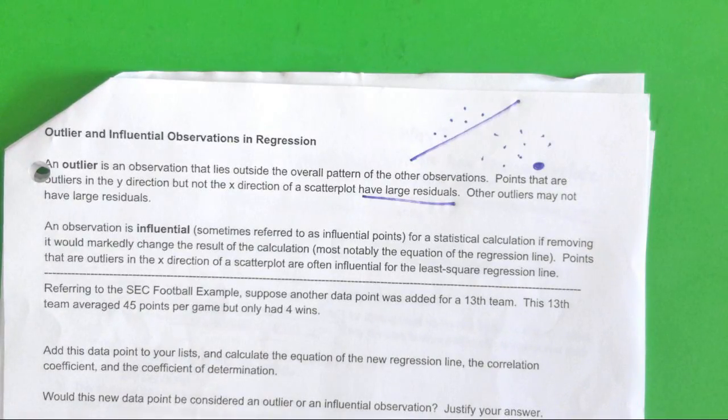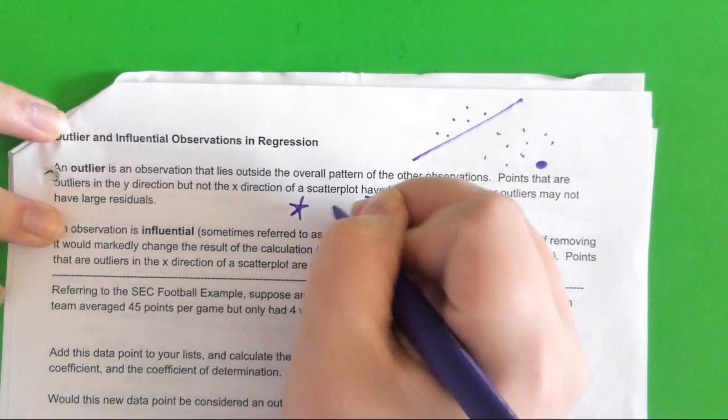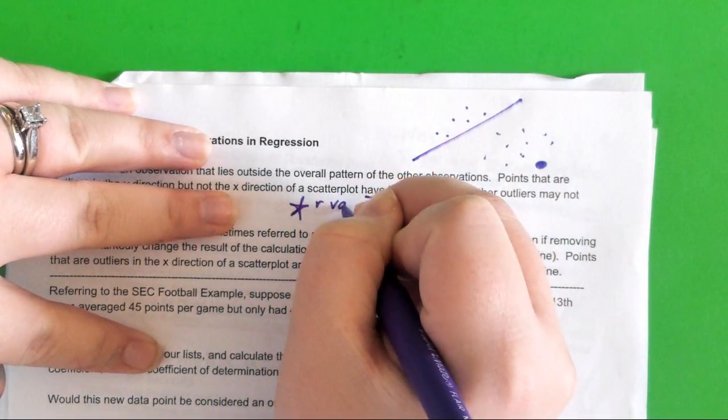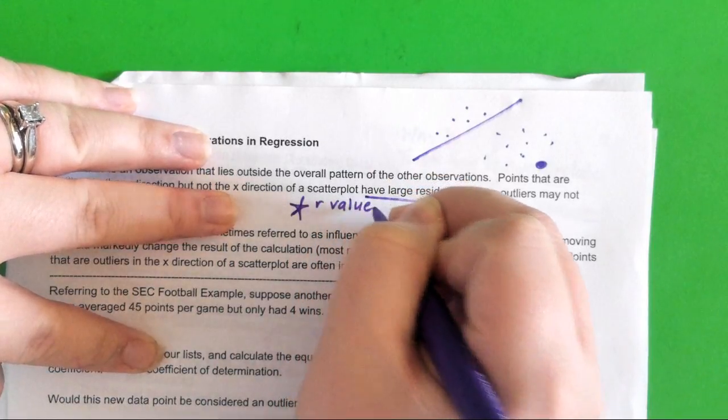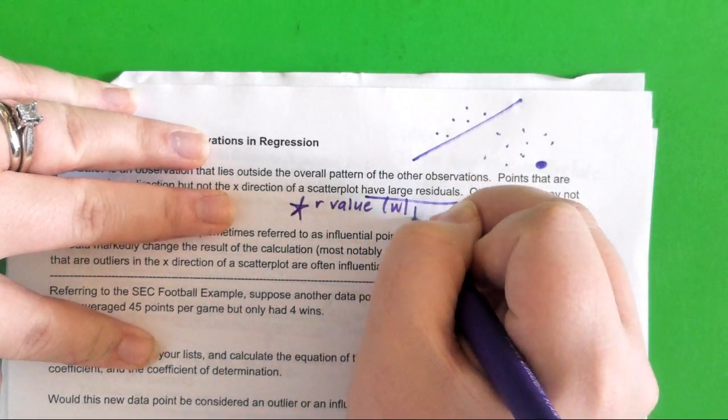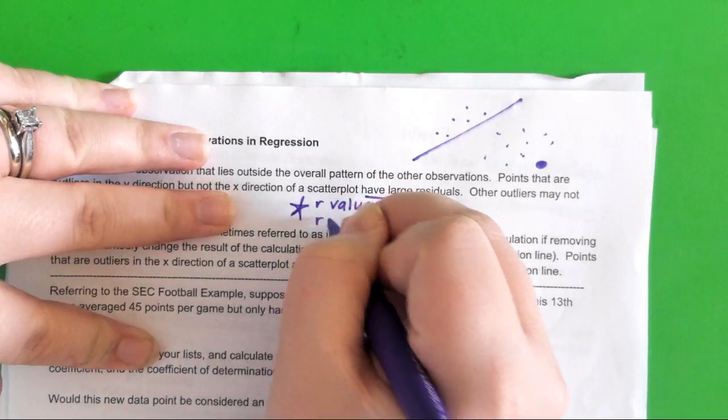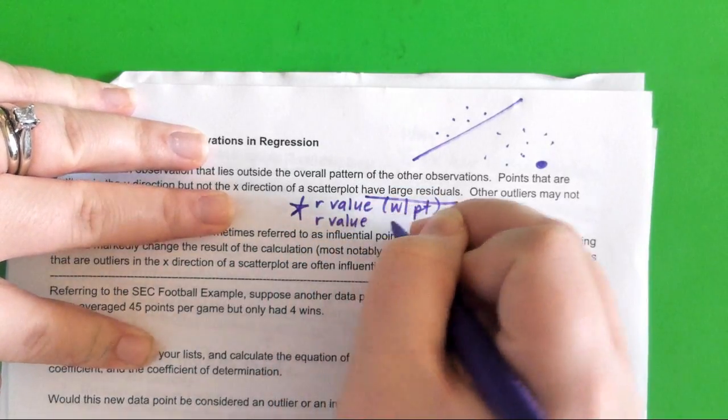So, Kinsey has a good question. How do we classify something as an outlier? That's a great question. My suggestion would be to find the R value with it, and then I would say find the R value without it.